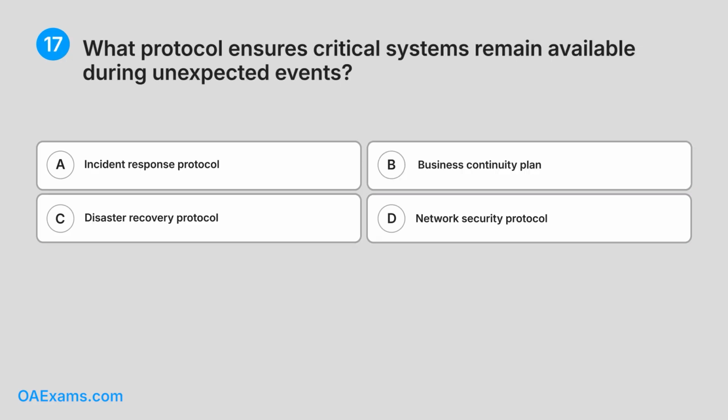17. What protocol ensures critical systems remain available during unexpected events? A. Incident Response Protocol. B. Business Continuity Plan. C. Disaster Recovery Protocol. D. Network Security Protocol. Can you guess the answer?